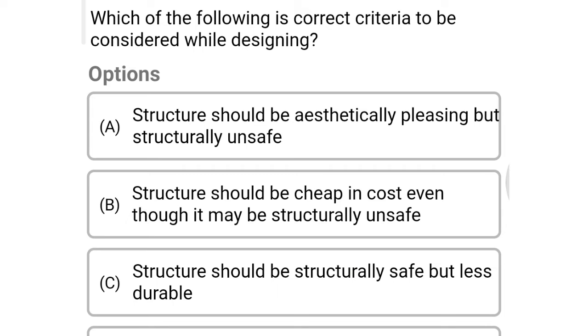So next question, which of the following is correct criteria to be considered while designing? Option A, structure should be aesthetically pleasing but structurally unsafe. Option B, structure should be cheap in cost even though it may be structurally unsafe. Option C, structure should be structurally safe but less durable. Option D, structure should be adequately safe and should have adequate serviceability. So the correct answer is option D, structure should be adequately safe and should have adequate serviceability.